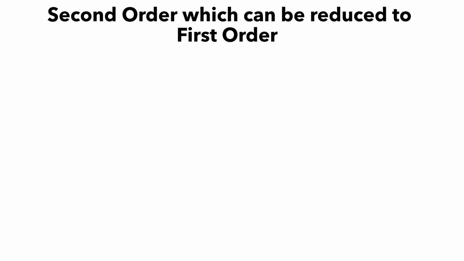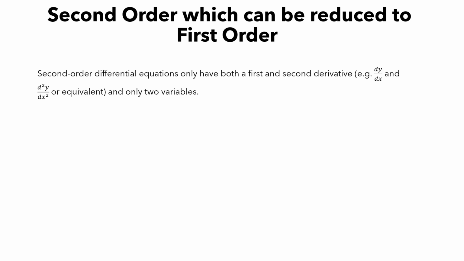So the last type of differential equation we're going to look at here is a second order, which can be reduced to a first order. So separable second order differential equations. A second order is a differential equation that has both a dy/dx, but also a d2y/dx squared. So a first and a second derivative coefficient. And it'll only have two variables.